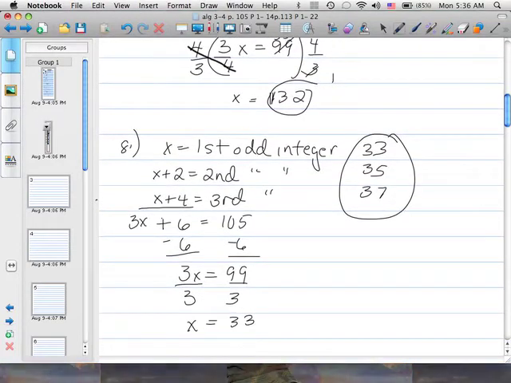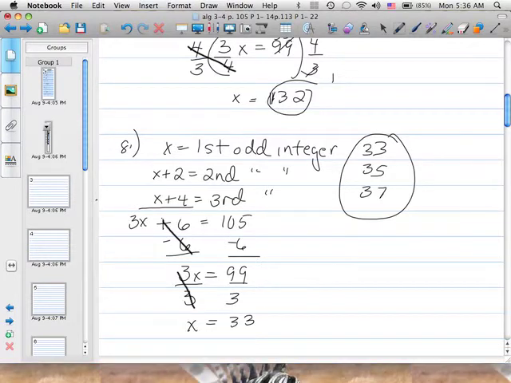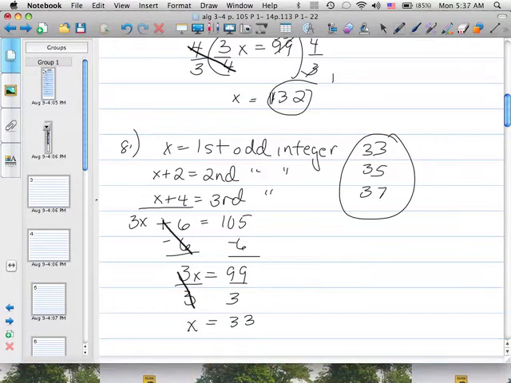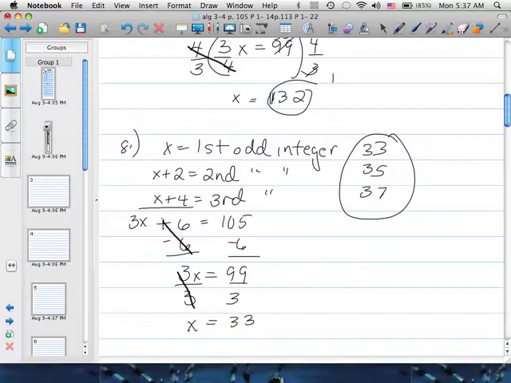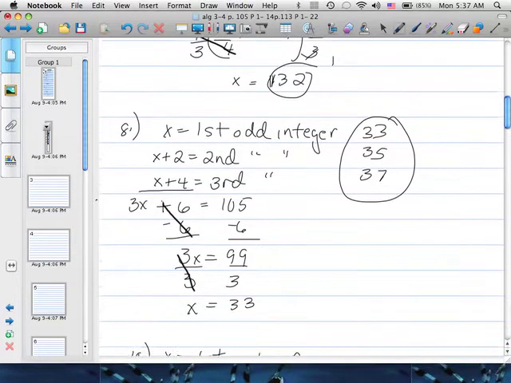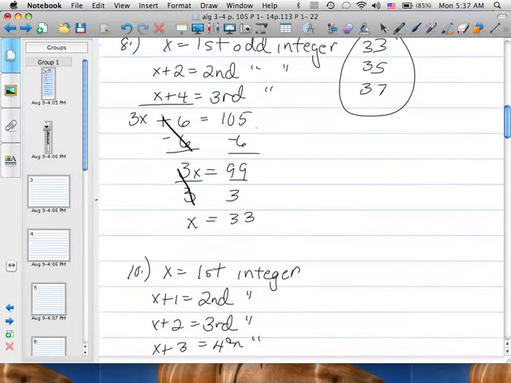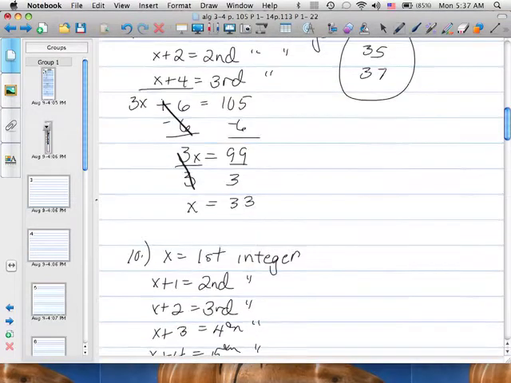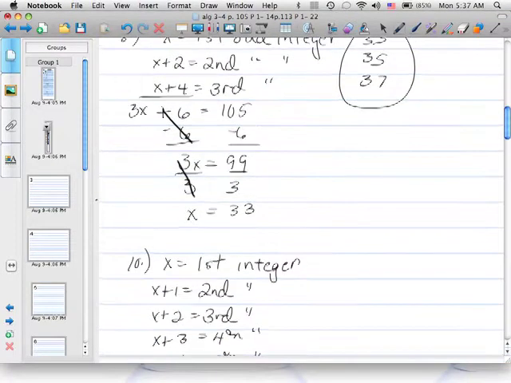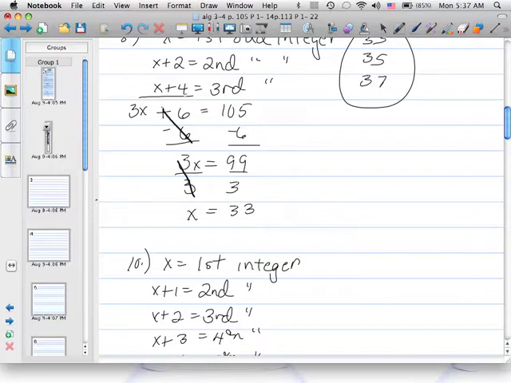Problem number 8: Find 3 consecutive odd integers whose sum is 105. So we let x equal the first odd integer. Odd integers go up by 2's. So x plus 2 equals the second, and x plus 4 equals the third odd integer. I'm going to sum them right here, so there's 3x plus 6, because it says the sum of these equals 105. So my equation is 3x plus 6 equals 105.